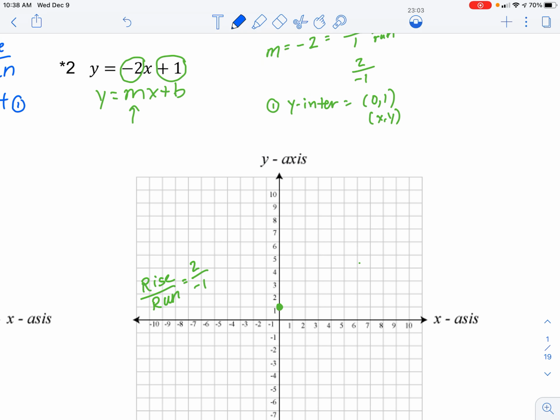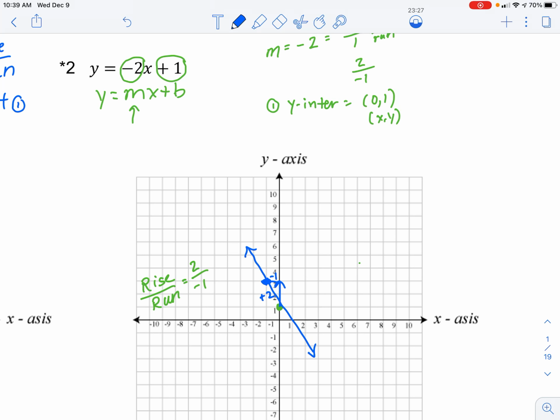Let me change the color of my pen. So I'm going to rise up 2 from this point: 1, 2. I went up 2, and I'm going to run to the left 1 step, -1. So here is going to be the second point. Connect those 2 points. I didn't do a good job of getting those connected very well.